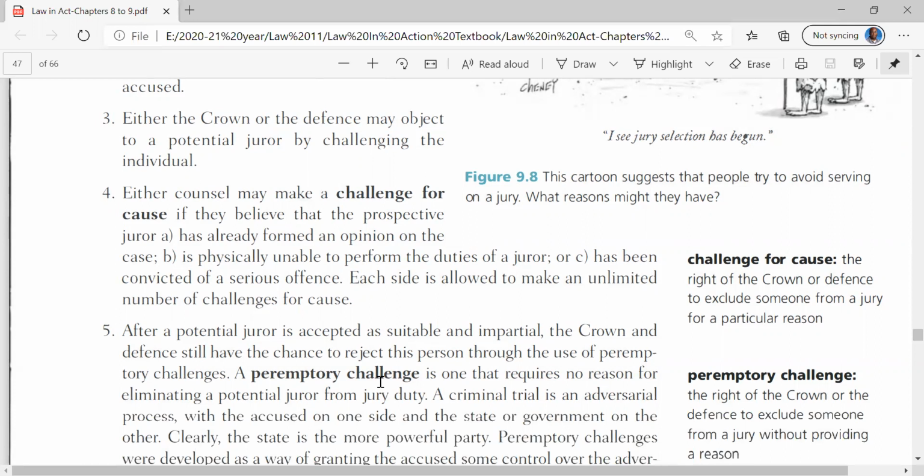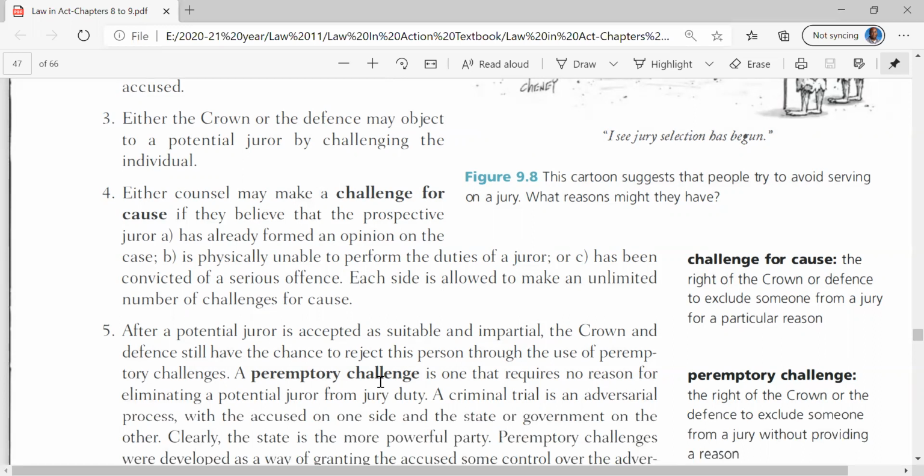So each side gets a certain number of challenges for cause, where they can say, here's the reason, here's why I think they're going to be biased. I can challenge that. A peremptory challenge is the right for the Crown or the defense to exclude someone without providing a reason. There are a limited number of those, right? They can look at someone, nope, not him. Why? Peremptory challenge, I'm not going to tell you.